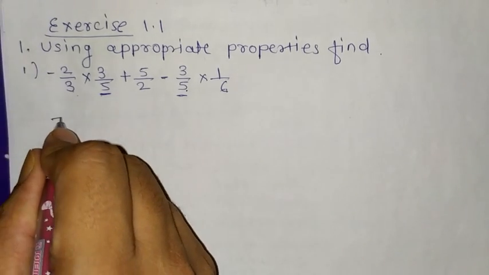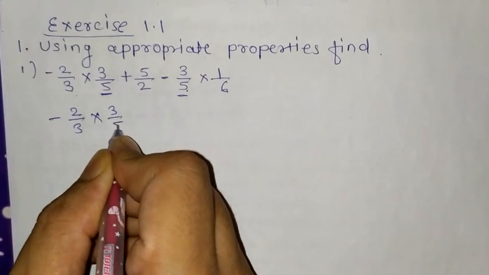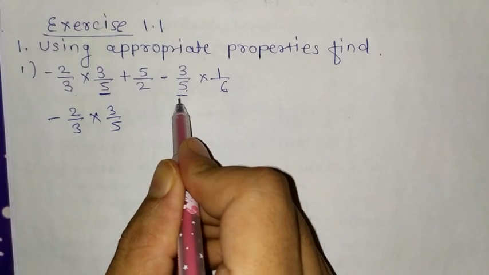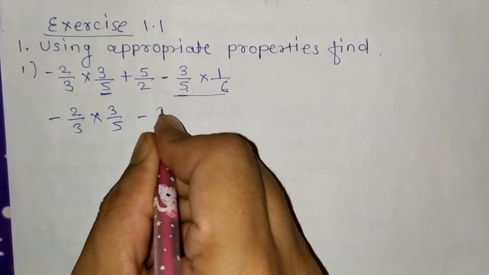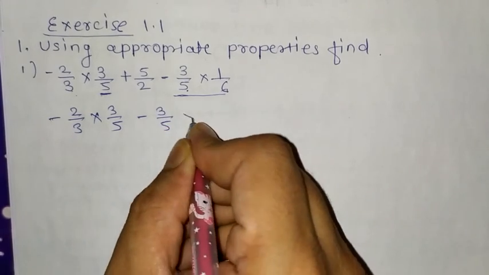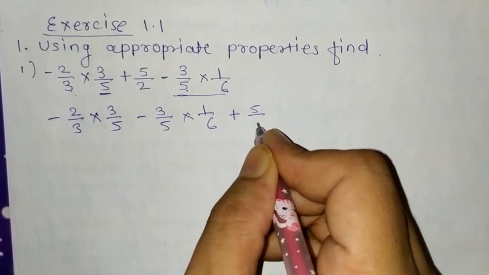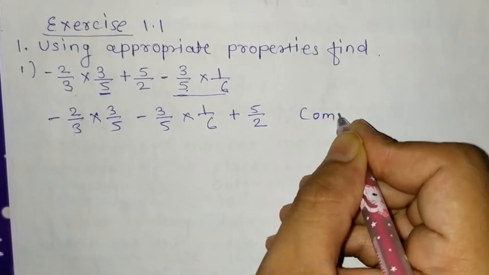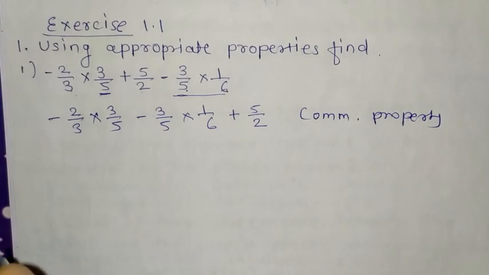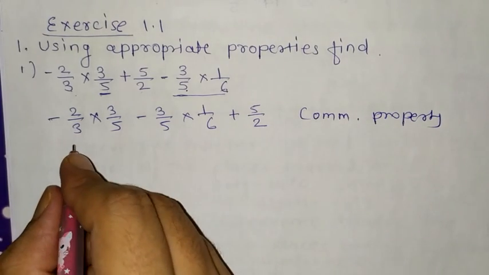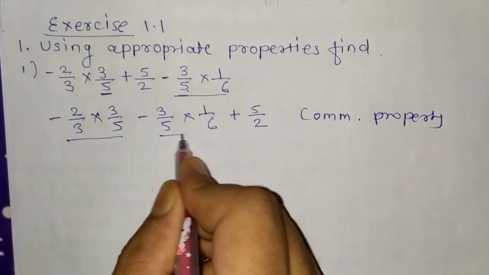First you write as it is, minus 2 by 3 into 3 by 5. Now I want this particular pair nearer to that. Means you can write 3 by 5 into 1 by 6, and this remaining one I will write last. So that is known as commutative property. I am writing in short, commutative property.